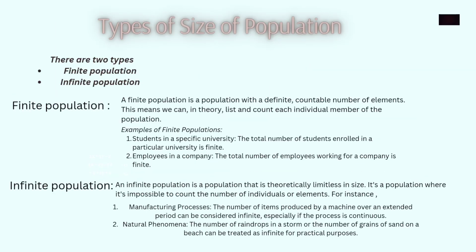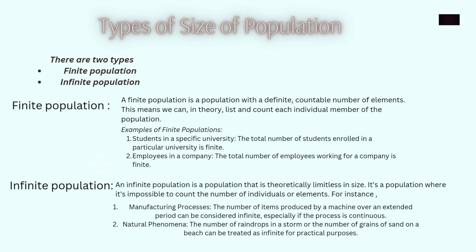The key points of population size are target population, population parameter, sample statistics, census, and sampling. Types of population size: there are two types, that is finite population and infinite population. A finite population is a population with a definite countable number of elements. This means we can in theory list and count each individual member of the population. Examples are students in a specific university, employees in a company.